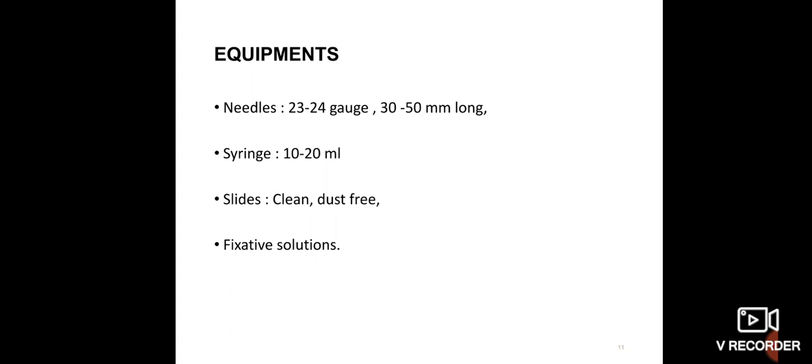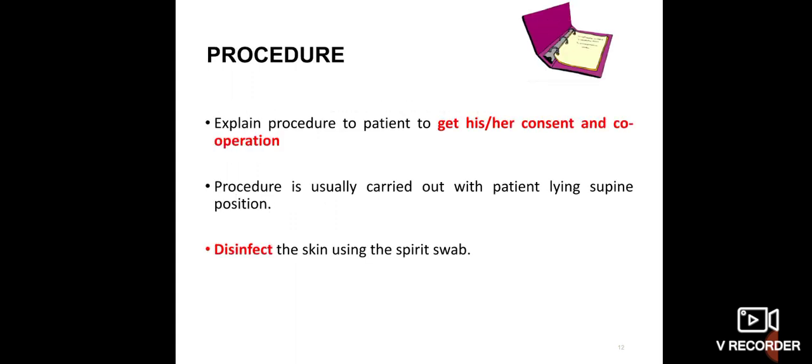Now what equipment is needed? We need a needle. It should be around 23 to 24 gauge and around 3 to 5 centimeter in length. We need a syringe, a 10 to 20 ml syringe is required. We need clean dust free slides. We need fixative solution if we want to wet fix the slides.